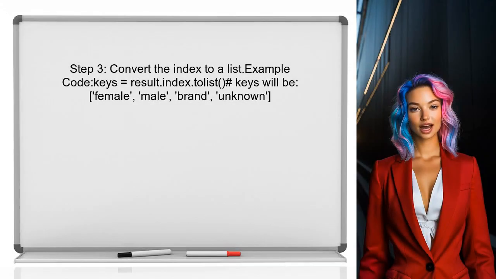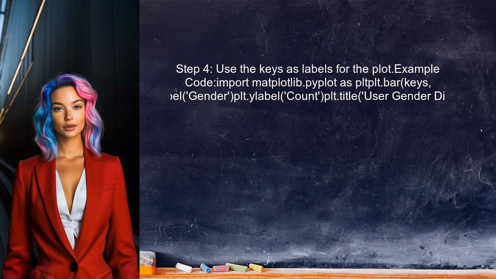Now, the user has the keys stored in a list format. This list will maintain the order of the counts as they appeared in the original series. Finally, the user can use this list of keys as labels for their plot. They can now create a plot using their preferred plotting library, such as Matplotlib or Seaborn.